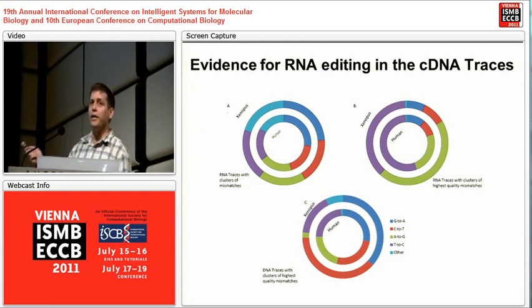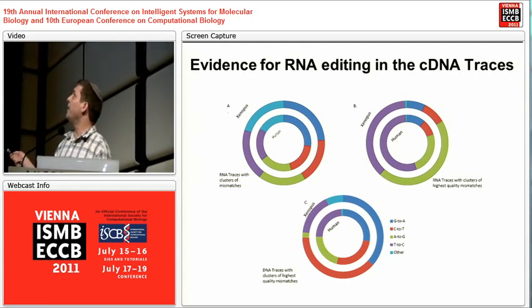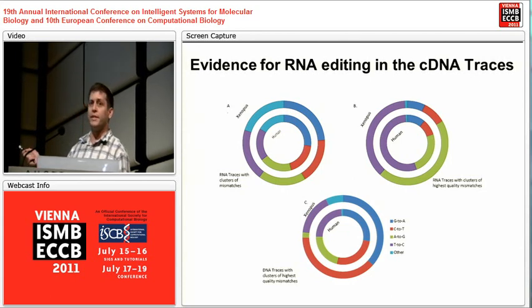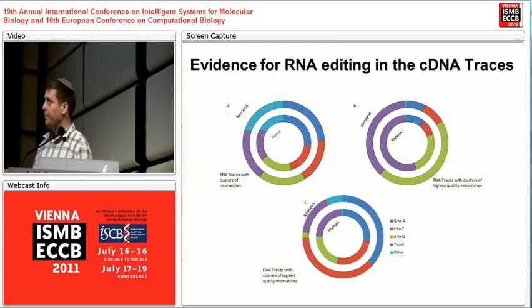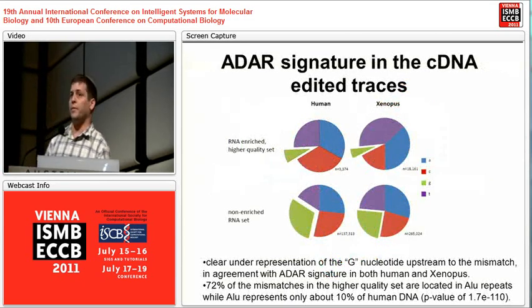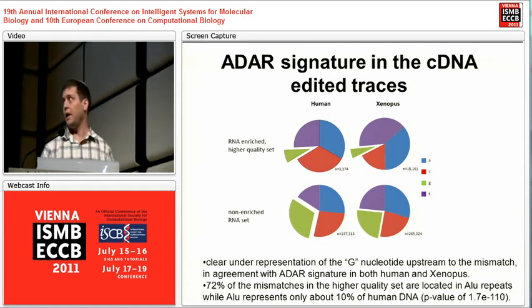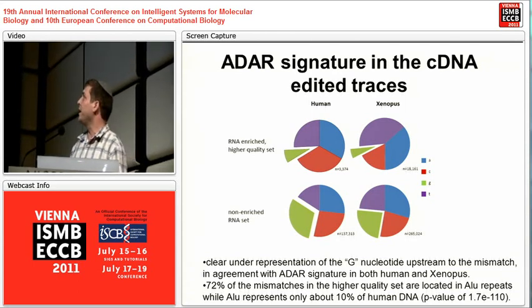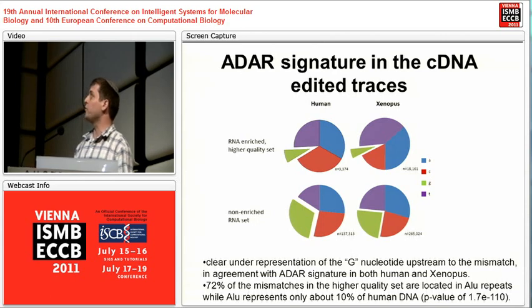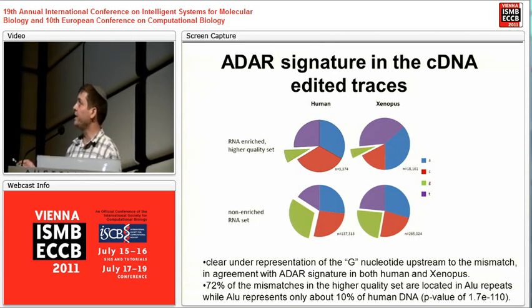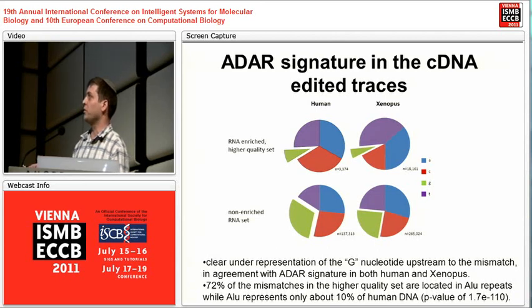When we look at the high quality mismatches of RNA, you can see that almost all the mismatches derive from A to G and its complementary T to C, suggesting these are real editing sites. We know, for example, that the editing enzyme ADAR doesn't like to edit after the letter G, meaning G upstream of the editing site. Here again, you can see that G is depleted, both in human and Xenopus, before the editing sites, only in the high quality set, but not in the non-enriched set.